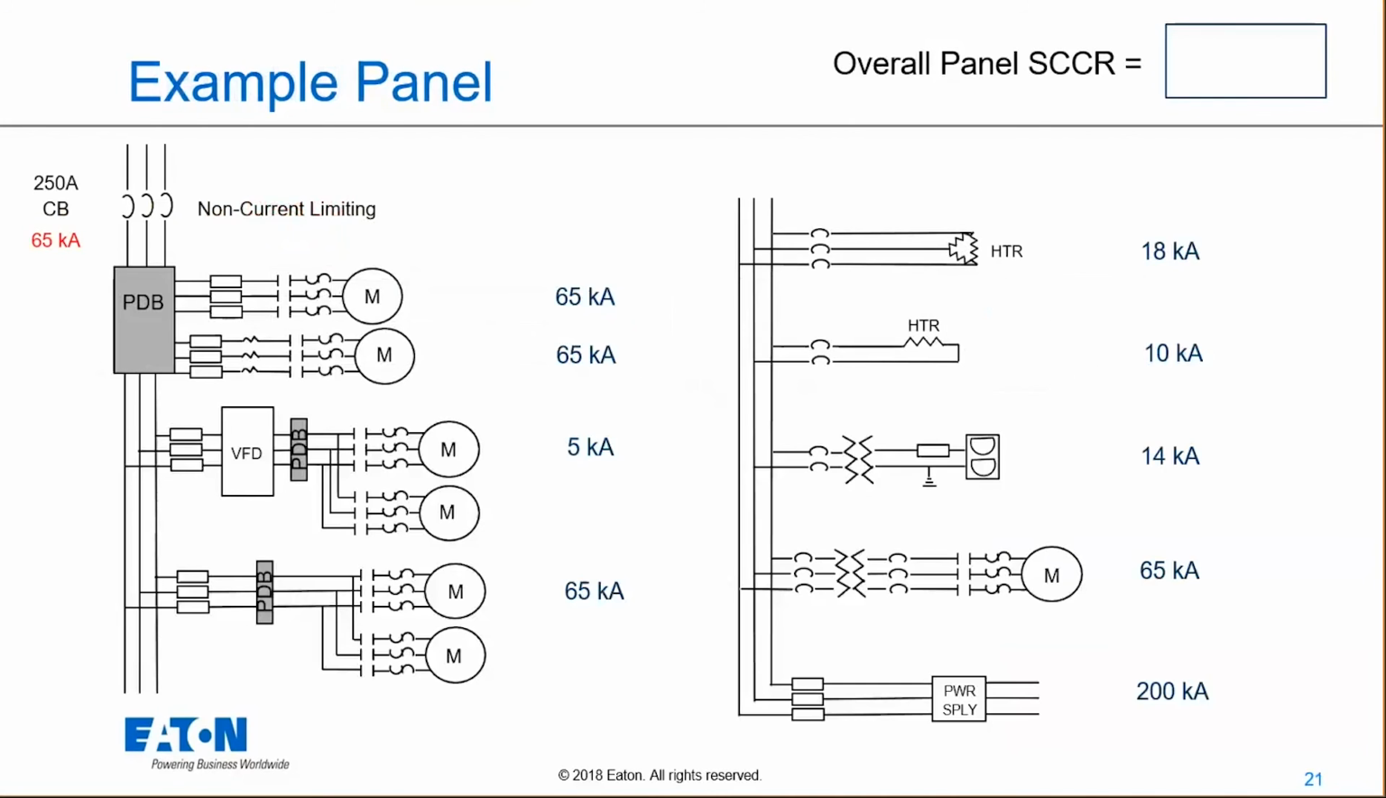So as we look through the panel itself, we did the first portion, right? We looked at every single branch that we have in our panel. We went branch by branch by branch, and we determined what they are by branch. So if you look there, we've got 65,000 amps on one, another 65,000, a 5 kA, 65 kA, an 18 kA, a 10 kA, 14 kA, 65 kA, 200 kA. So we're all over the place with our ratings if you look in this panel, right?